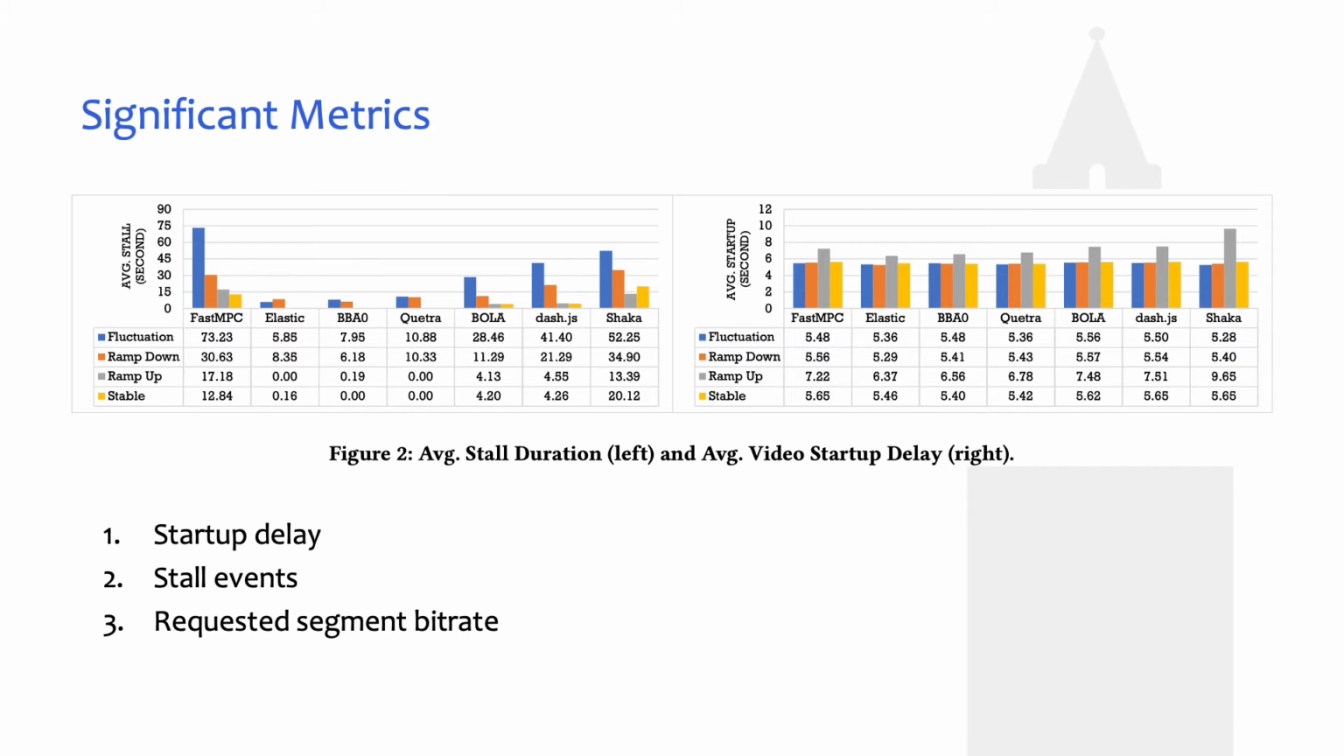On the other side, you can see the average startup delay for each media player or ABR algorithm. Obviously, the lower the numbers here, the better, in both startup delay and stall events.